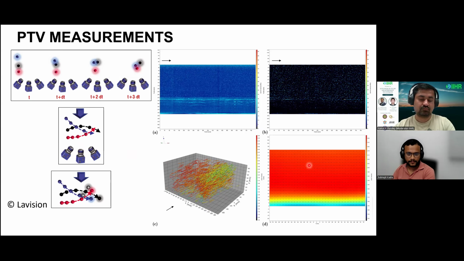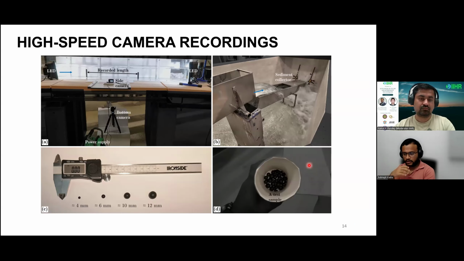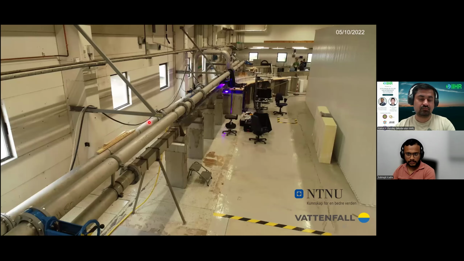And the second part was capturing the particle motion, like the sediment motions, as you can see. So basically the bottom camera, placed below the channel, was used to record the particle motions, particles between 4 millimeters and 12 millimeters. And then we observed how the particles are moving across the channel and whether it is related to bed shear stress and how it is related to the abrasion patterns.